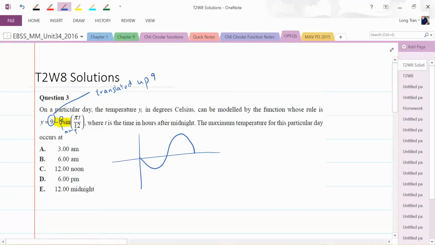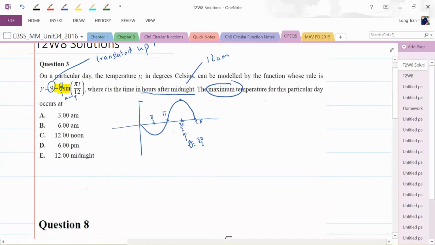It says that t is in hours after midnight, which is 12 a.m. Maximum temperature for this particular day is the keyword there. You're trying to find the maximum, and as you can see, this is where the maximum would occur, at 3 pi on 2, given that this is 2 pi, that is pi, and this is pi on 2. Because it's a sine graph, the angle has to go to 3 pi on 2.